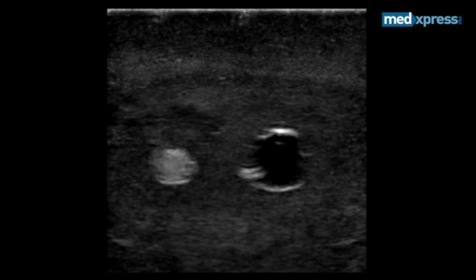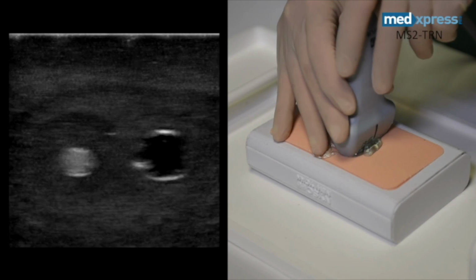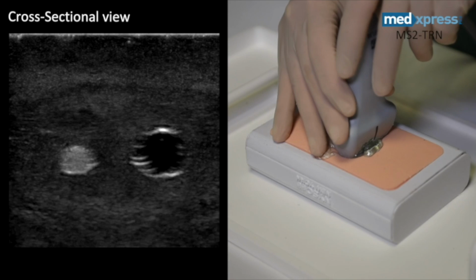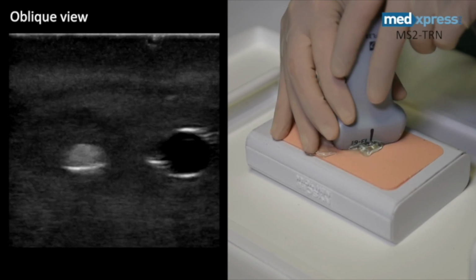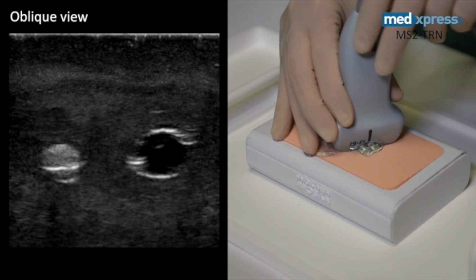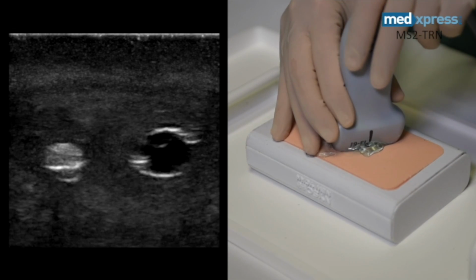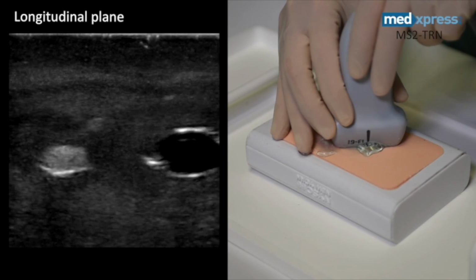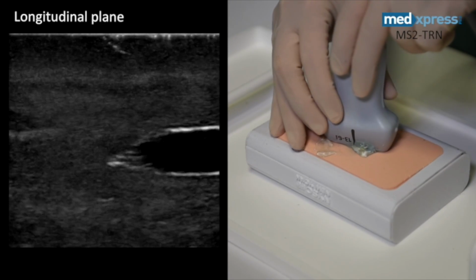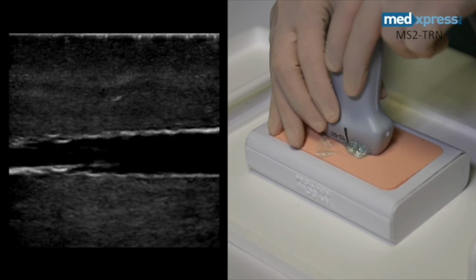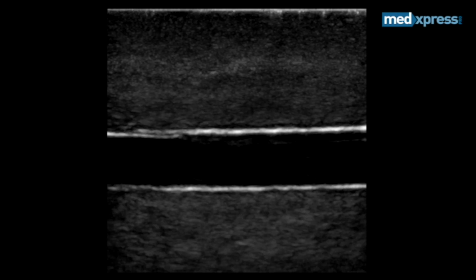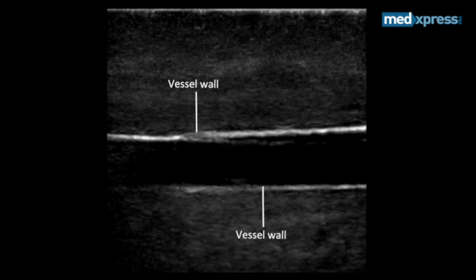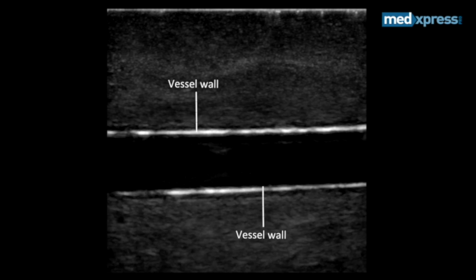These two structures can be visualized either in a cross-sectional view, which is what we have right now, in an oblique view, which is what we see on the screen now, or they can be visualized in a longitudinal plane, which is accomplished by rotating the transducer head 90 degrees. Using this information, we can focus our training on how to obtain a clear view of the structures, where both walls of the blood vessel can be clearly visualized.